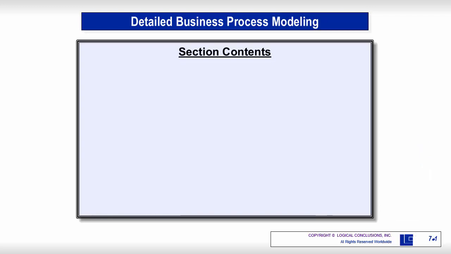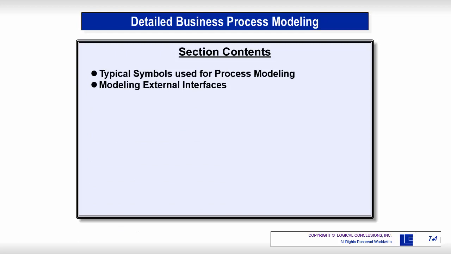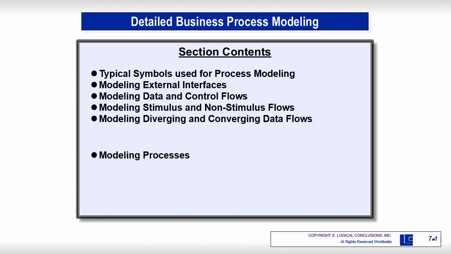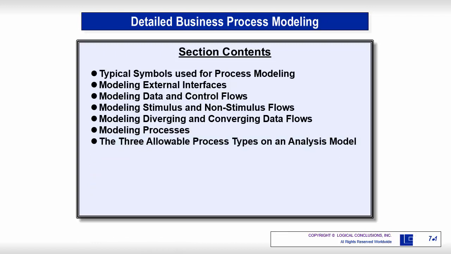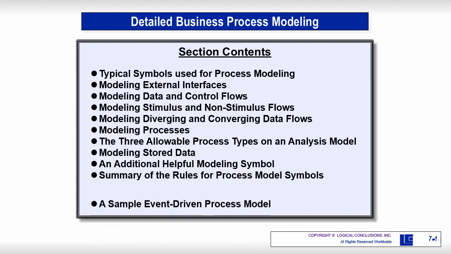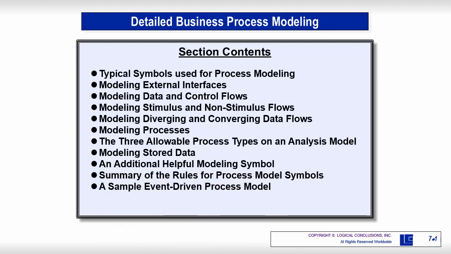In this section, we'll cover typical symbols used for process modeling, modeling external interfaces, modeling data and control flows, modeling stimulus and non-stimulus flows, modeling diverging and converging data flows, modeling processes, the 3 allowable process types on an analysis model, modeling stored data, an additional helpful modeling symbol, summary of the rules for process model symbols, a sample event-driven process model, and the best way to produce an event-driven process model.